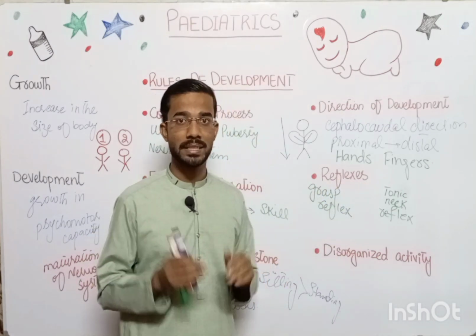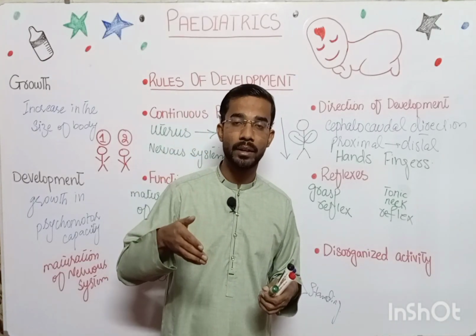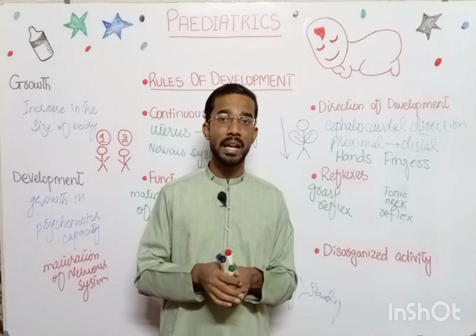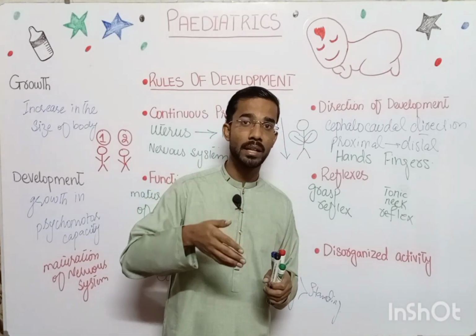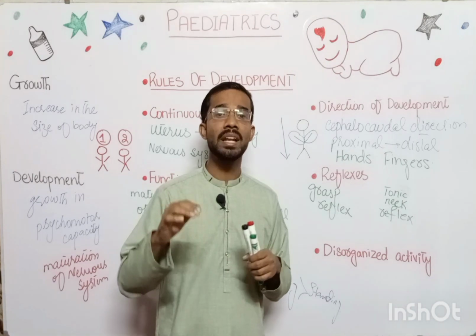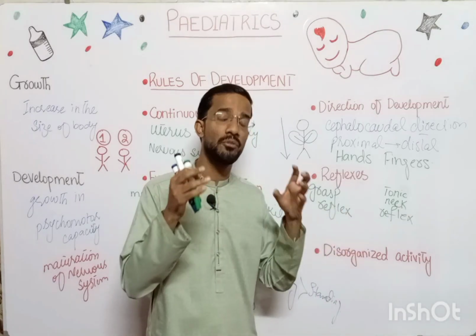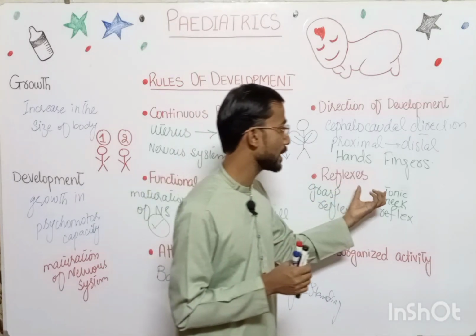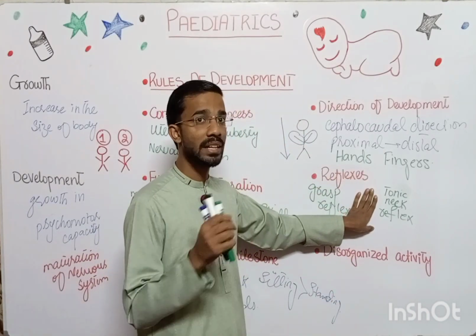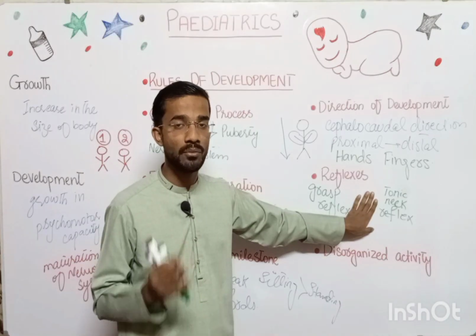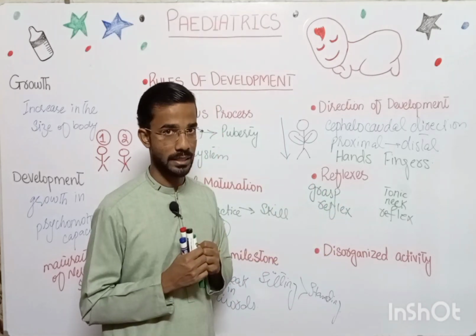Tonic neck reflex is that reflex when we turn the head of the child or infant, then the limbs on the side toward which we turn the head will extend, while the opposite limbs of the child will flex. So this is basically the tonic neck reflex. Again, if it does not diminish, then it means there is some abnormality in the nervous system. So these are basically the reflexes.